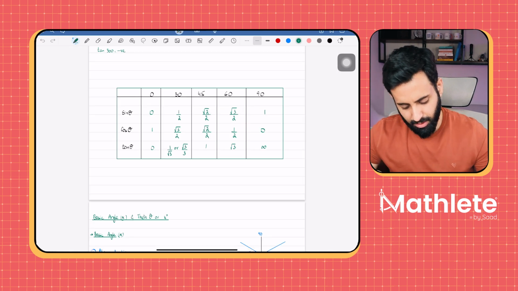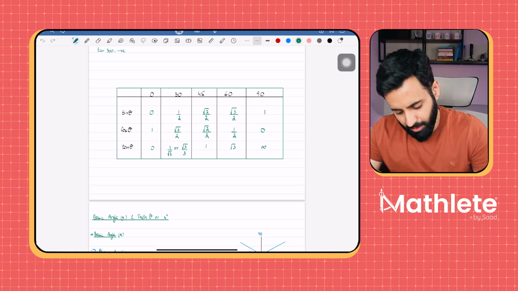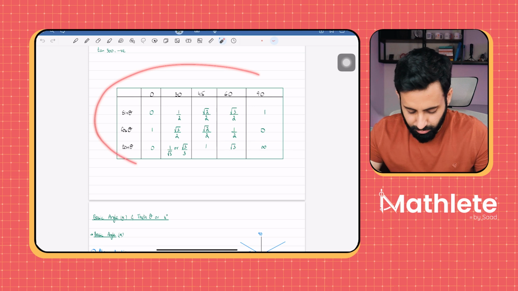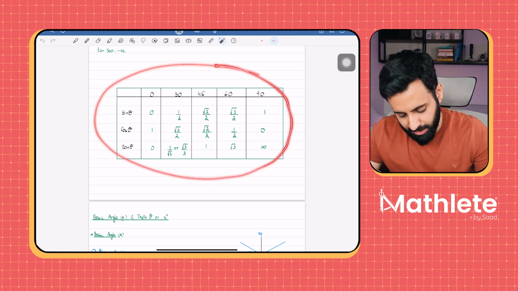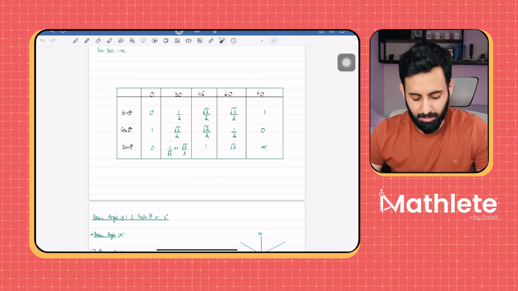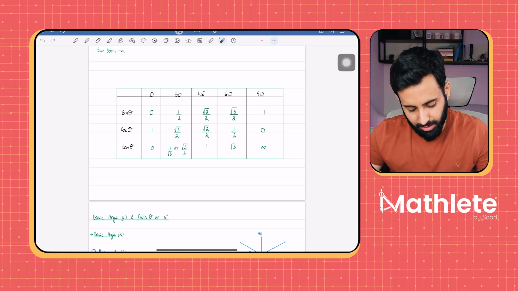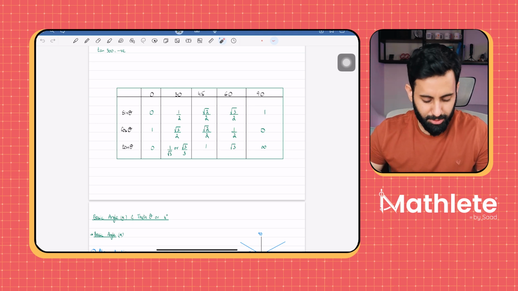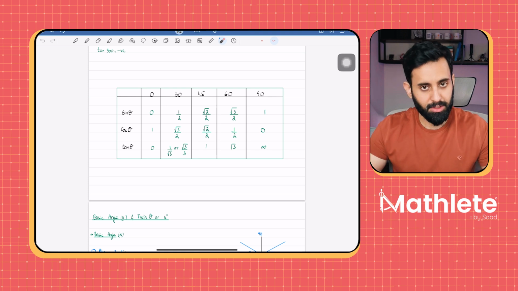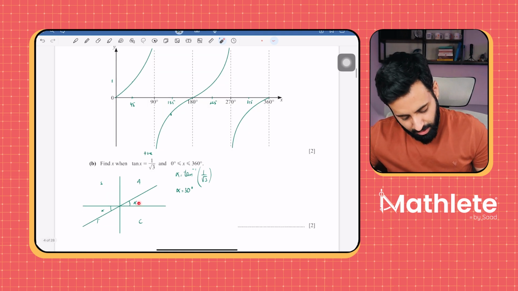Now I would suggest that, this is something that you are likely to use. So I would suggest as soon as you get the paper in the exam, you draw this table. Okay, and I've already shared a video on how to draw this table. Make sure to check it out. There's a trick which you can follow, and that way you don't have to literally sit down and memorize all the values. So alpha is 30.